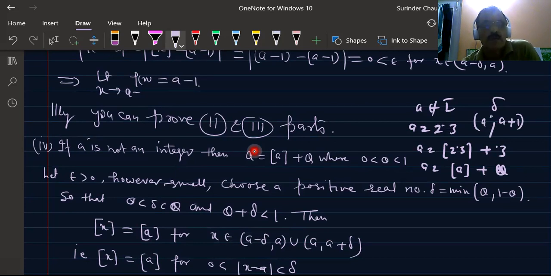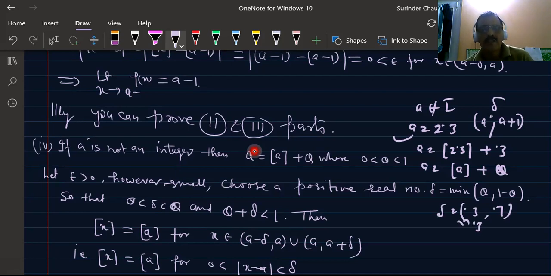So given epsilon greater than 0, however small, choose a positive real number delta to be the minimum of 1 minus theta and theta. So what will the value be in this case? It will be theta and 1 minus theta. In this example, theta is equal to 0.3, so delta is the minimum of 0.3 and 0.7. That will be delta equal to 0.3.